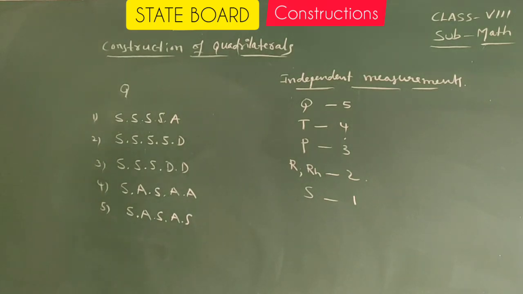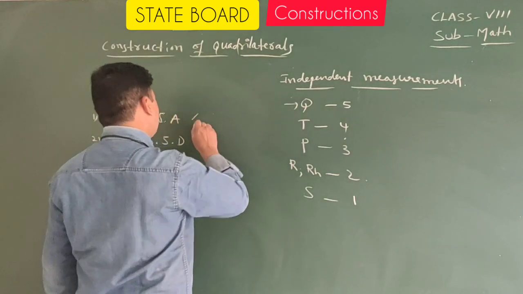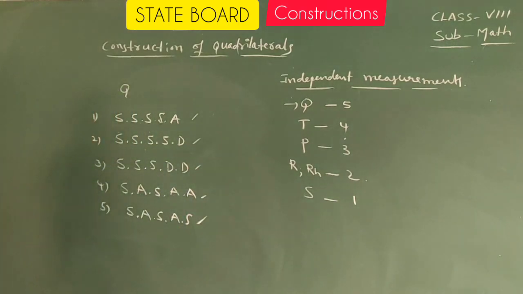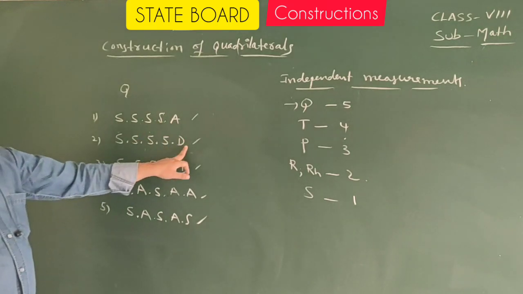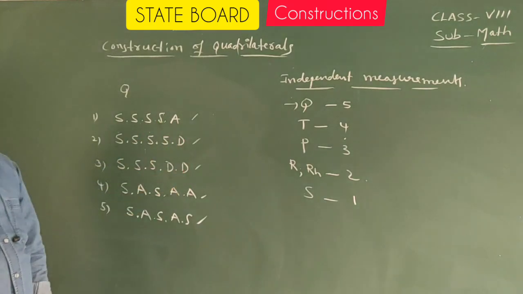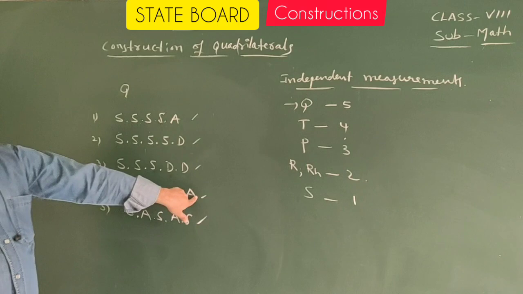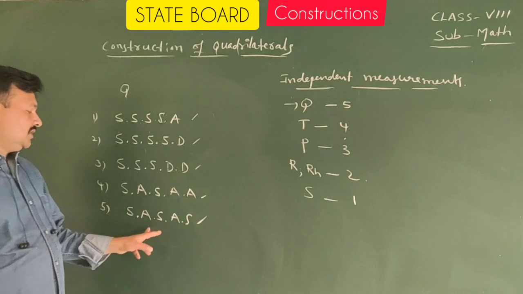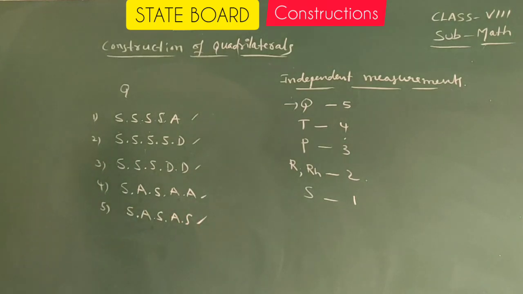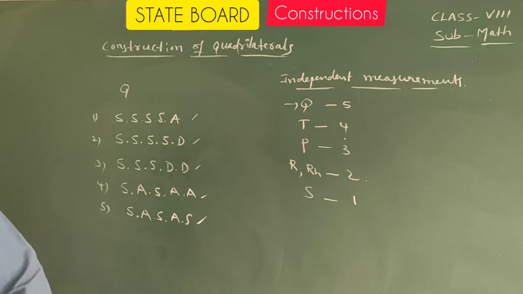We will draw quadrilaterals when the following measurements are given. With these 5 measurements, in this way, we can construct a quadrilateral: with 4 sides and 1 angle, 4 sides and 1 diagonal, 3 sides and 2 diagonals. Here, 2 sides and 1 included angle and the remaining 2 angles. Here 2 included angles and 3 sides are given. We can construct a quadrilateral. These are the given cases.